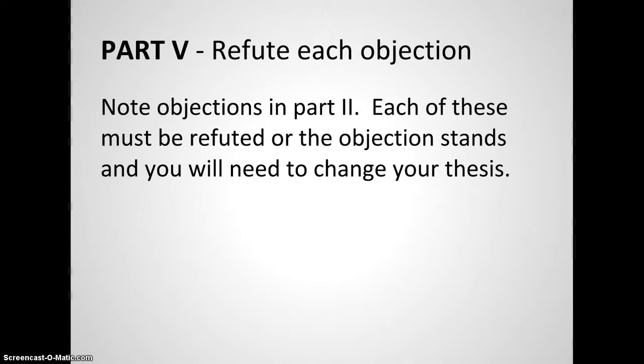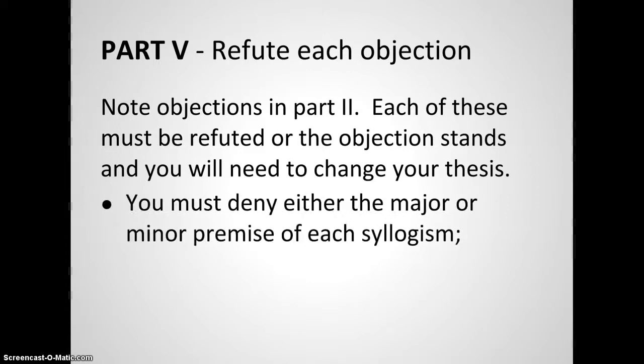However, if you thought through this carefully and you know how to refute each one of those objections, then you will do so in Part 5. Now, when you refute those objections, you have to do it in a very precise way. You need to go to those syllogisms and dispute or deny either the major or the minor premise of each syllogism. That's how this works in logic.